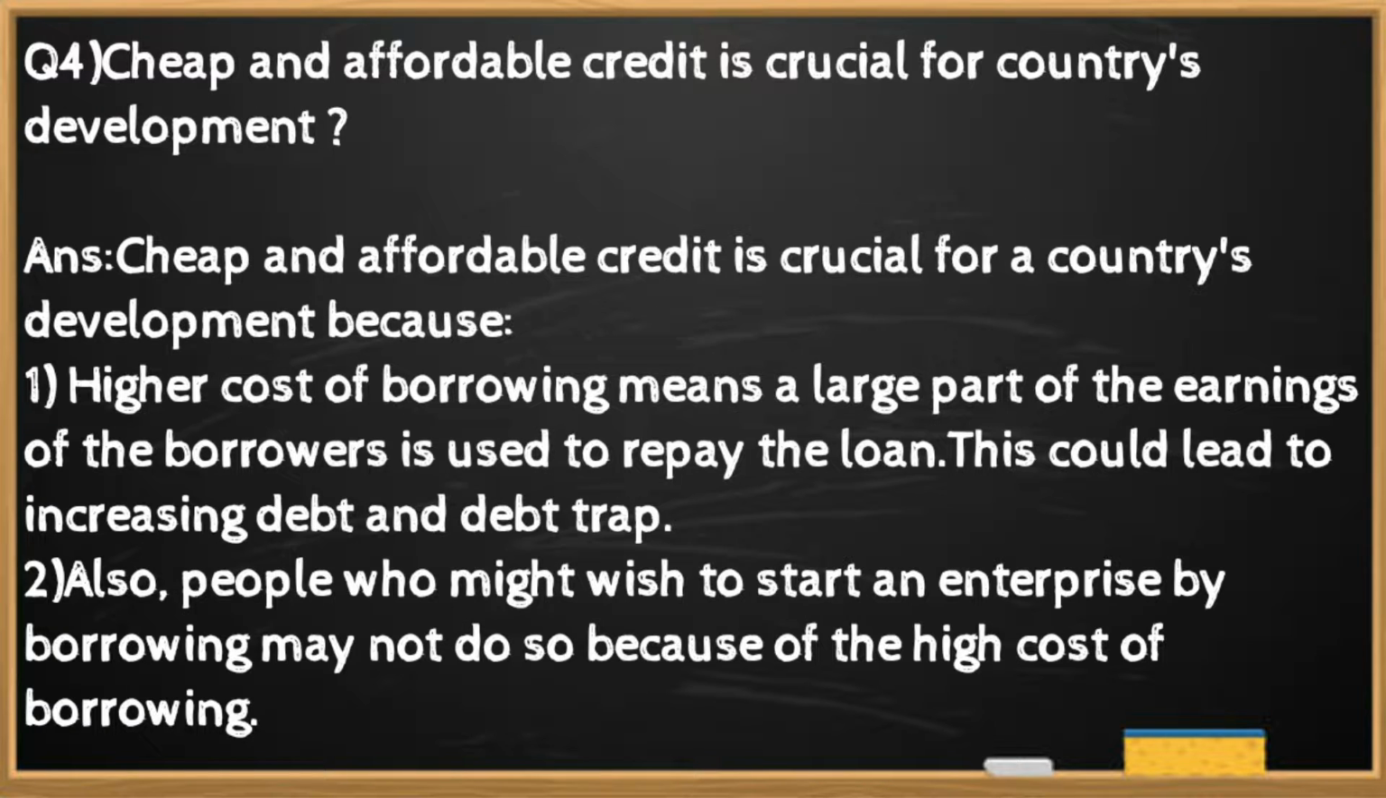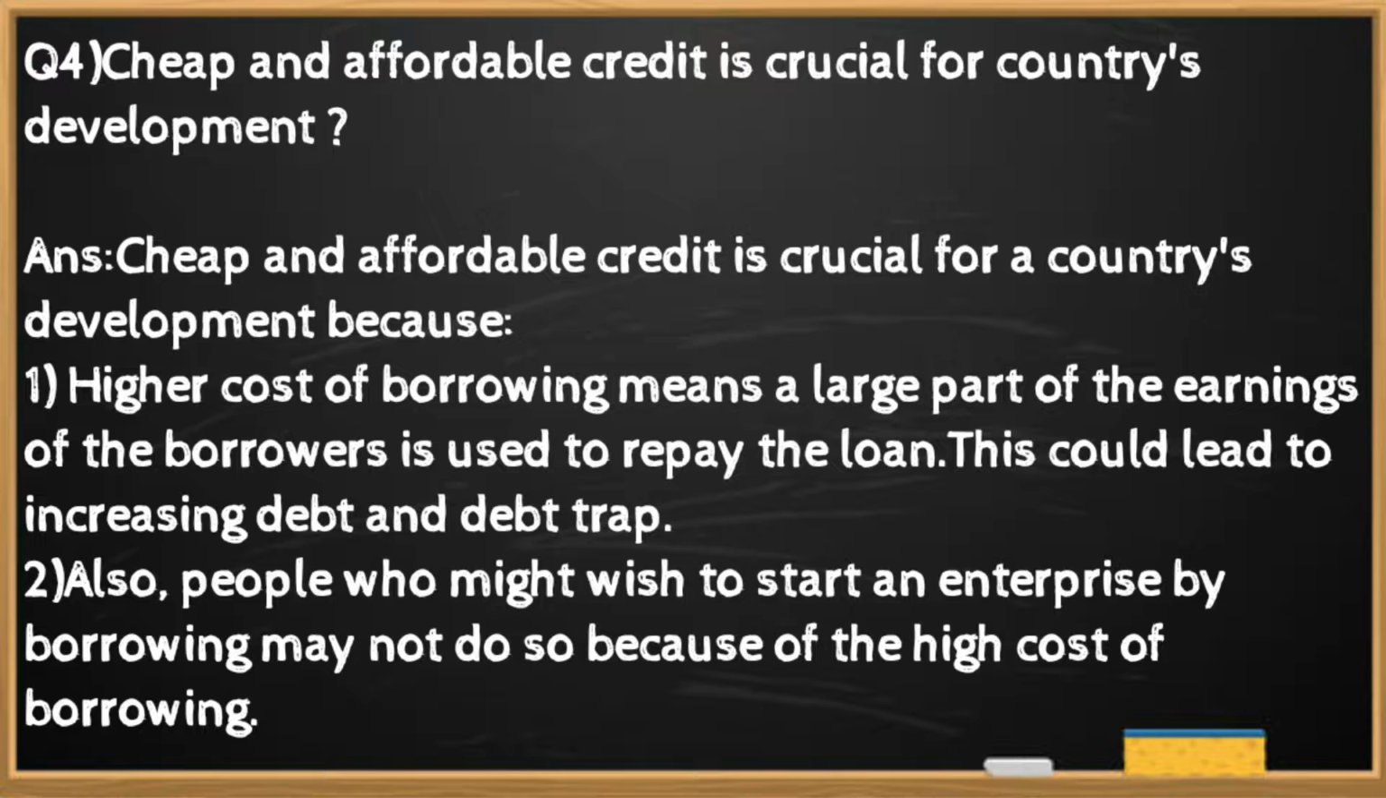Question number 4. Cheap and affordable credit is crucial for countries' development. And the answer is, cheap and affordable credit is crucial for countries' development because higher cost of borrowing means a larger part of the earnings of the borrower is used to repay the loan. This could lead to increasing debt and debt trap.